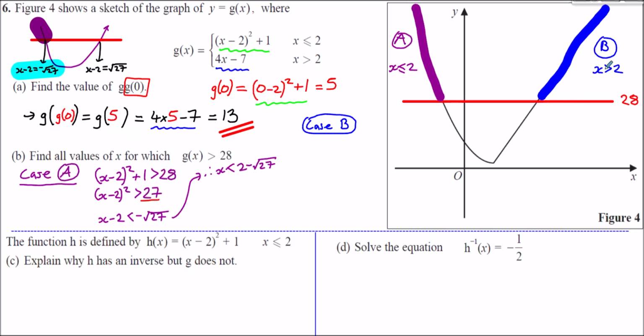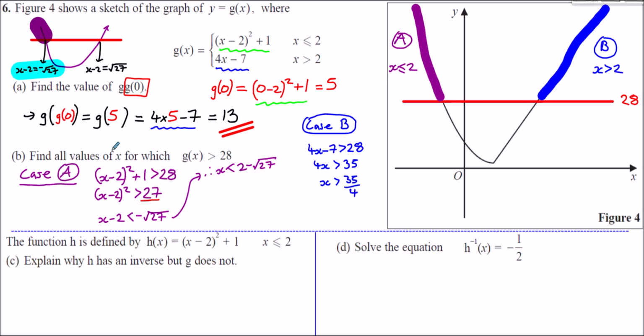where x is clearly 2 or greater, we're just solving where 4x minus 7 is greater than 28. So 4x minus 7 greater than 28. Add 7 to both sides, gives 4x needs to be greater than 35. So therefore x must be greater than 35 over 4.